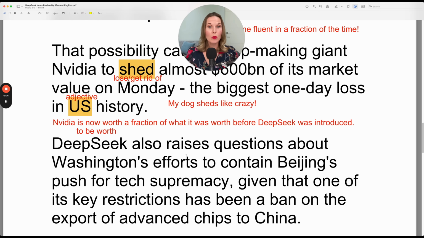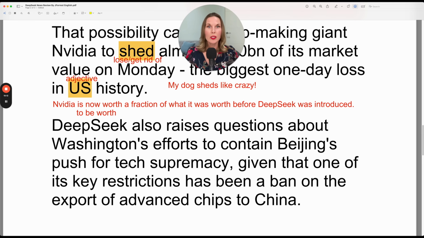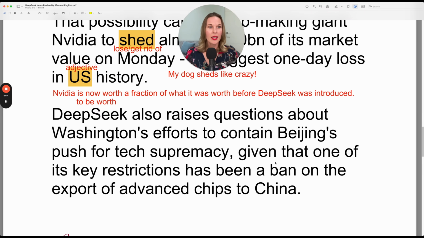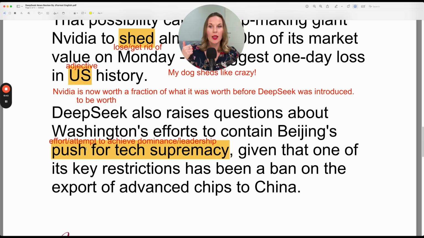Let's continue. DeepSeek also raises questions about Washington's efforts to contain Beijing's push for tech supremacy, given that one of its key restrictions has been a ban on the export of advanced chips to China. Let's review push for tech supremacy. Here, push means effort or attempt. So Beijing's effort, Beijing's attempt.